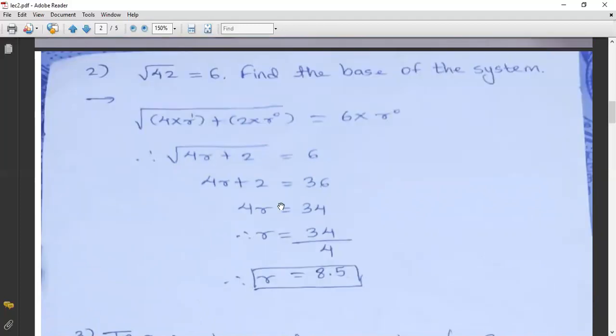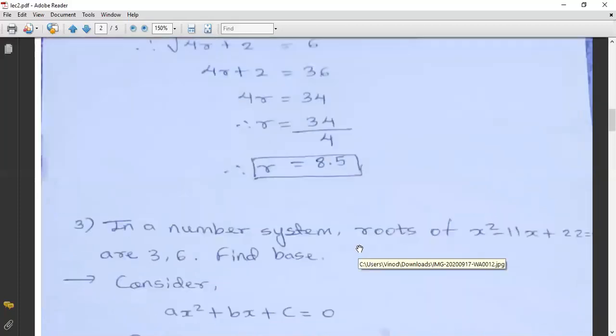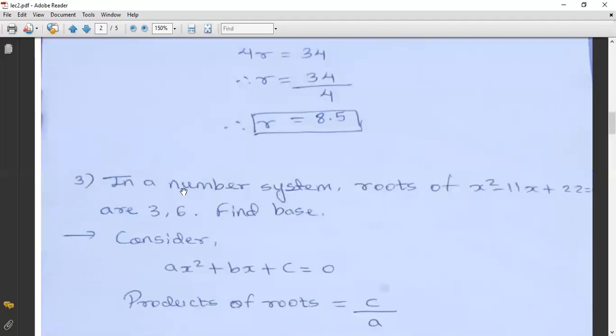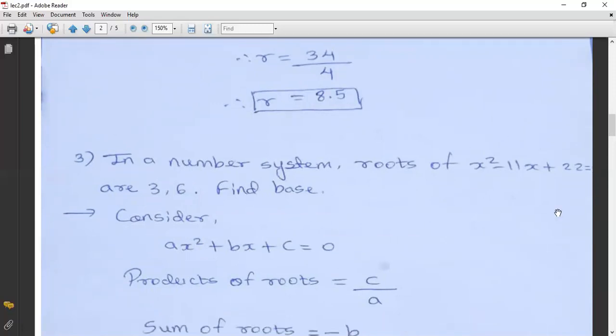But always keep in mind that mostly the base of the system is always a whole number. So here we got a fractional part. Now the next example. In a number system, the roots of x square minus 11x plus 22 equal to 0 are 3, 6. So we have to find the base. So this is the given system and the roots are given for it.